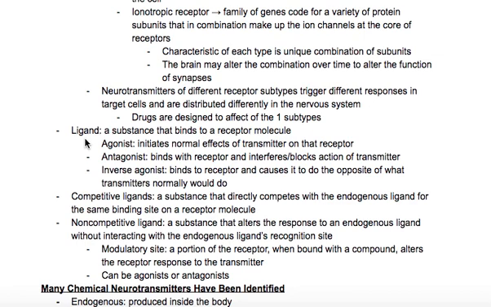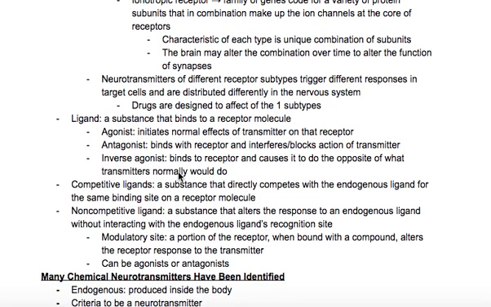Agonists then initiate the normal effects of the transmitter on that receptor, so they mimic the effects that the ligand has. And the antagonist binds with the receptor and interferes or blocks the action of the transmitter, so it blocks what the ligand would normally do to the receptor. Inverse agonists then bind to receptors and cause it to do the opposite of what the transmitter would normally do.